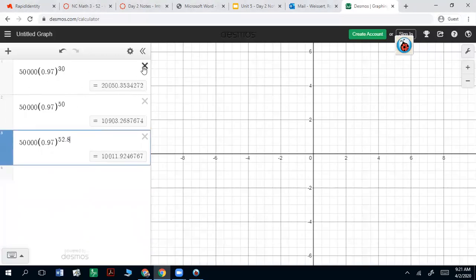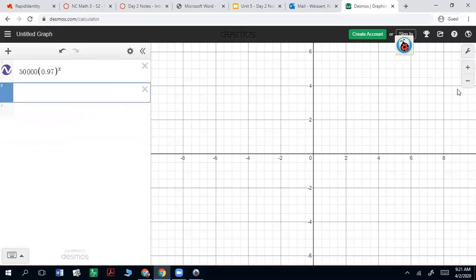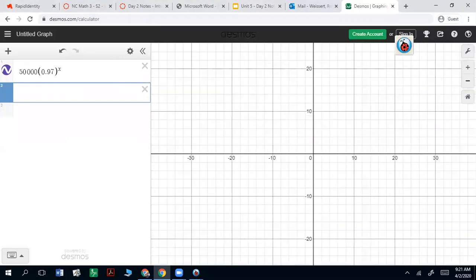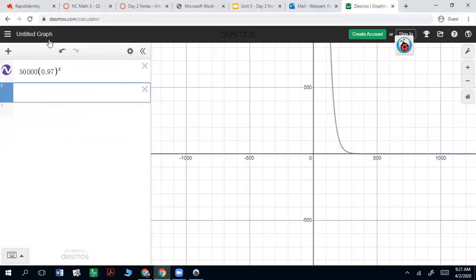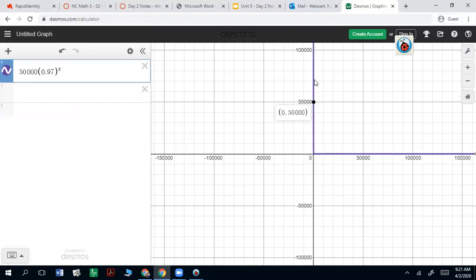So another way we can do it is using a graph where we can say 50,000 times 0.97 raised to the x power. And let's take a look at this graph for a minute. Now, since your starting value is 50,000, it's going to be starting pretty high on the graph. And you notice how that decreases pretty sharply. Now, I don't want this graph to look quite like this, so I'm going to adjust the window. If you want to adjust the window, let's say you want to make the x-axis scale a little bit wider.